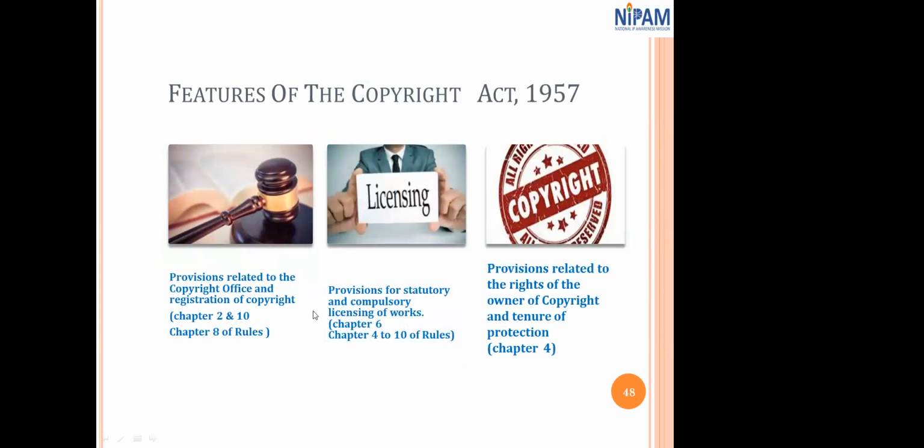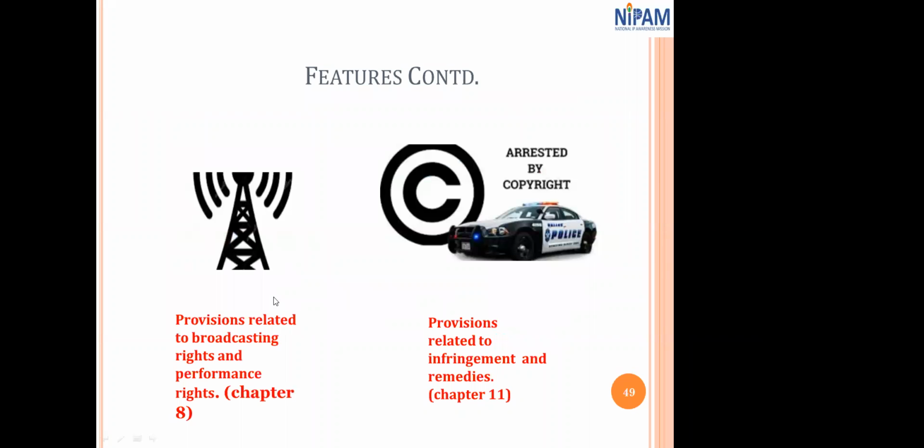There are various features of the Copyright Act, like provisions related to the Copyright Office and registration of copyright, statutory and compulsory licensing of the work, the rights of the owner of the copyright, and tenure of protection. Copyrights also have a tenure. It's not that if you write a book, it will be copyrighted under your name for hundreds and hundreds of years to come. There is a certain tenure with that, which we'll see later on.